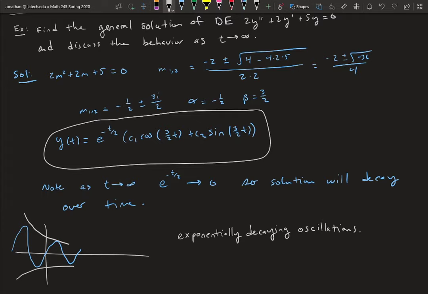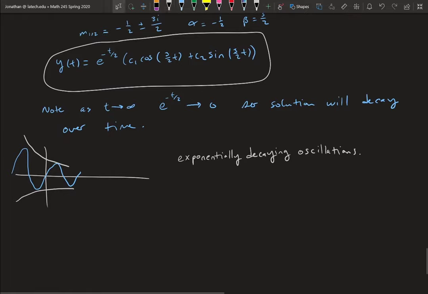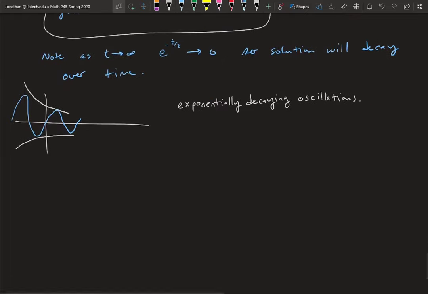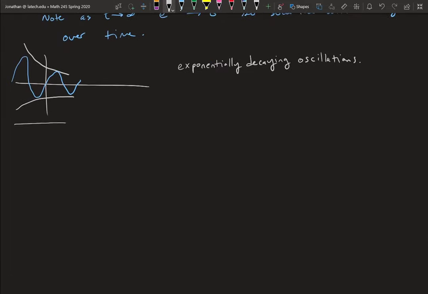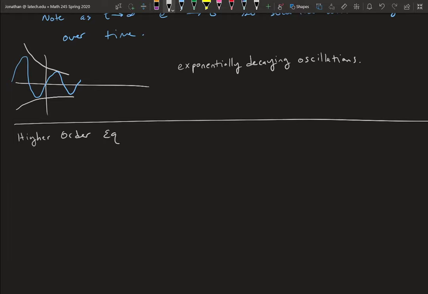Yeah, we're about to get into higher order equations now. Higher order differential equations, higher order linear equations. All right, so let's look at some examples of higher order equations.